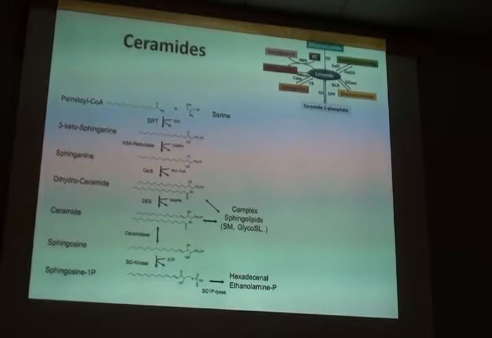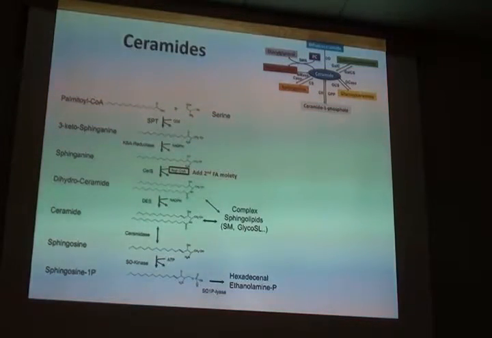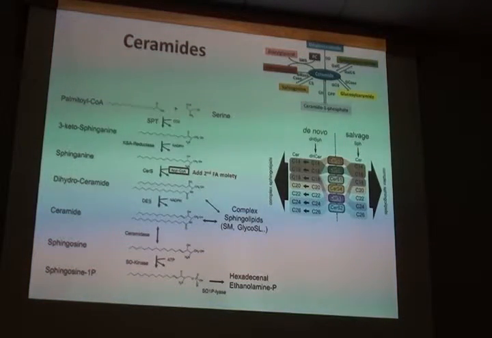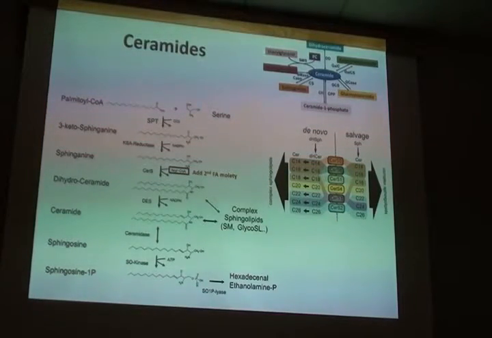So again, this step, ceramide synthetase, adds a second acyl-CoA, a second fatty acid moiety, to it, and that can have various different chain lengths, and there are 6 different ceramide synthetases that all have different chain length specificity to add.